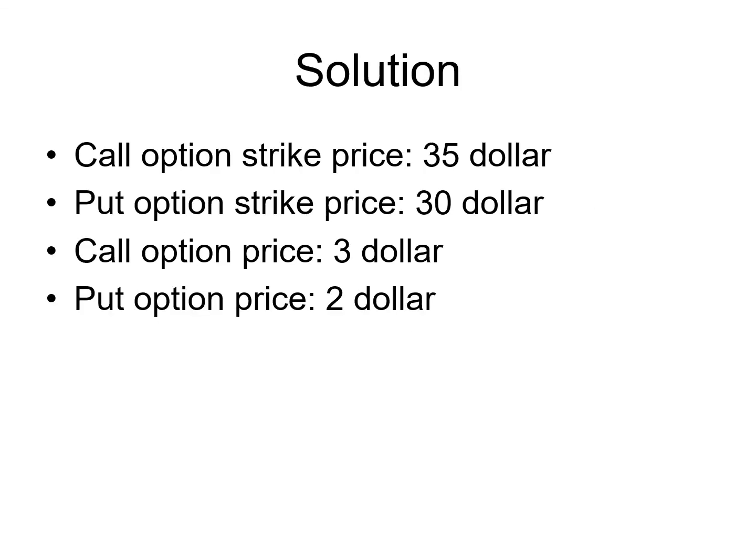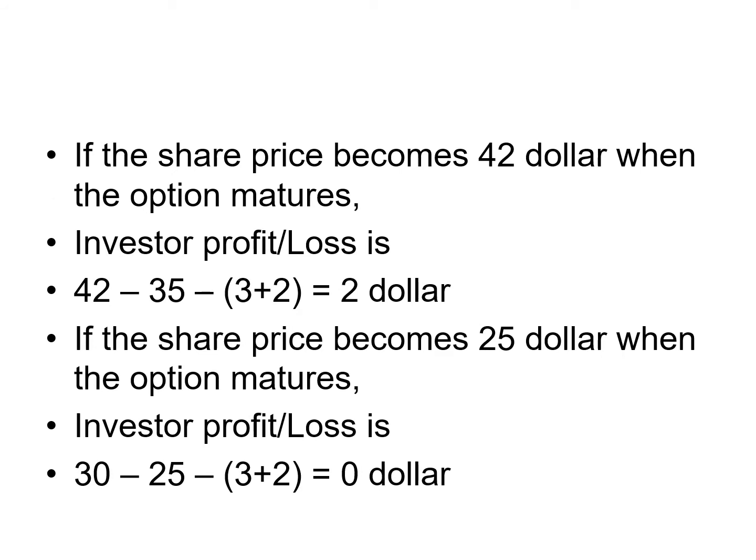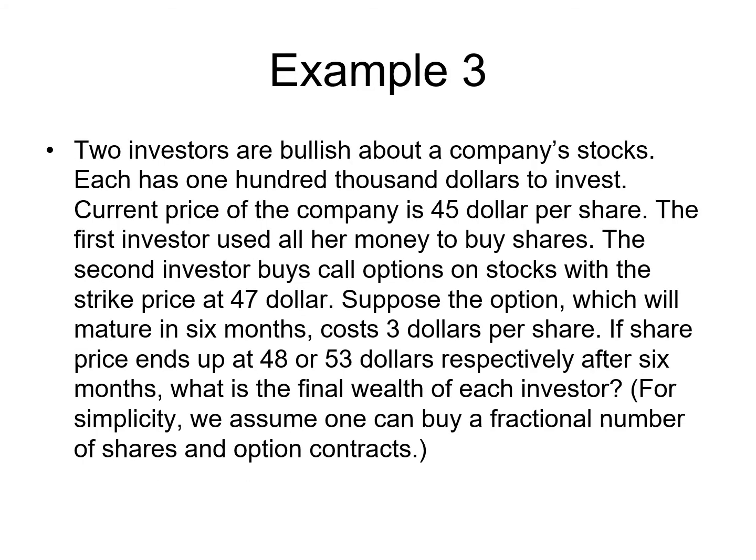Solution. Call option strike price $35. Put option strike price $30. Call option price $3. Put option price $2. If the share price becomes $42 when the option matures, the investor's profit is 42 minus 35 minus 3 minus 2, which is equal to $2. If the share price becomes $25 when the option matures, the investor's profit is 30 minus 25 minus 3 minus 2, equal to $0.